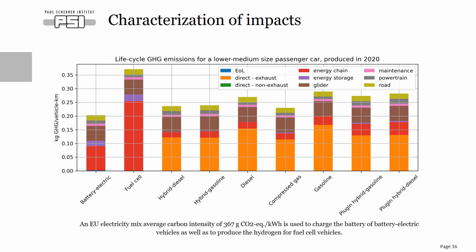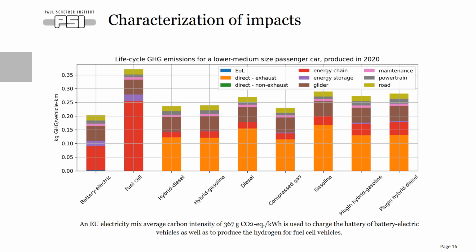After all the necessary calculations are done, we can compute midpoint or endpoint environmental indicators. This slide shows typical results for the midpoint indicator climate change, which we quantify in terms of kilograms of greenhouse gas per vehicle kilometer. The results on these slides are for a car produced in 2020 with a lifetime of 200,000 kilometers, which represents about 15 or 16 years of use, and an annual mileage of about 12,000 kilometers.